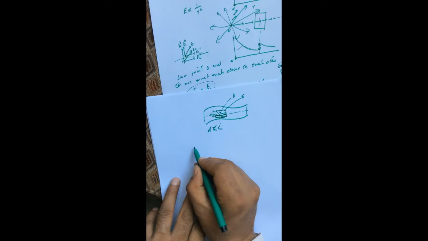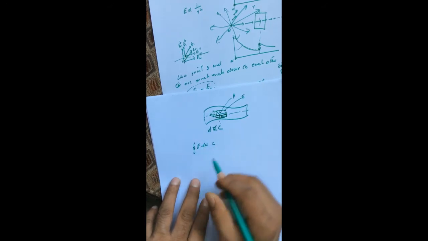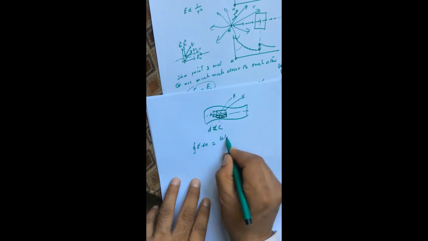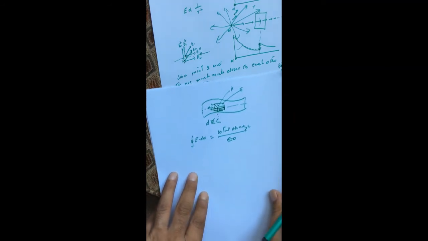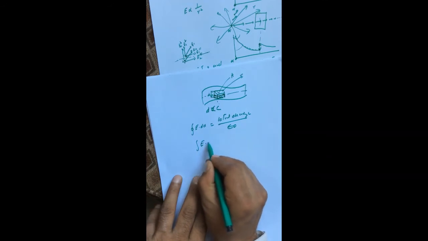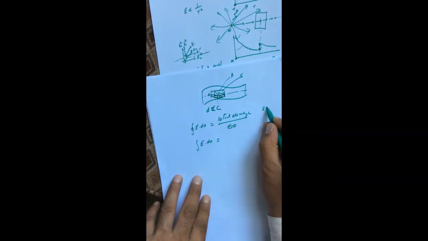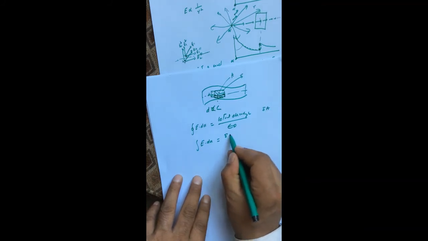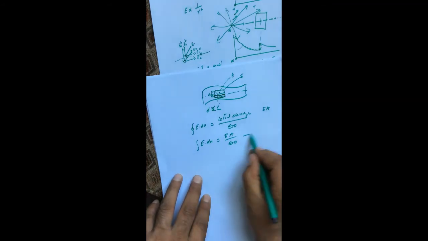according to Gauss law, the total flux E dot dA will be equal to the total charge enclosed by the surface divided by epsilon naught. We can say that E dot dA will be equal to, total charge will be equal to sigma times A. So it is equal to sigma times A divided by epsilon naught. Let's say this is equation number 1.